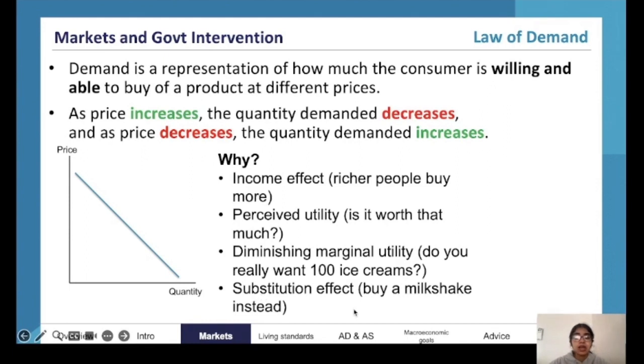Substitution effect. This is another important concept. This is basically when, as the price of a product increases, you start to look for other substitutes. For example, egg prices are getting really high, right? So what people might do is they might be like, well, egg prices are really high, but chicken prices are actually kind of low. So they might look for the substitutes instead.